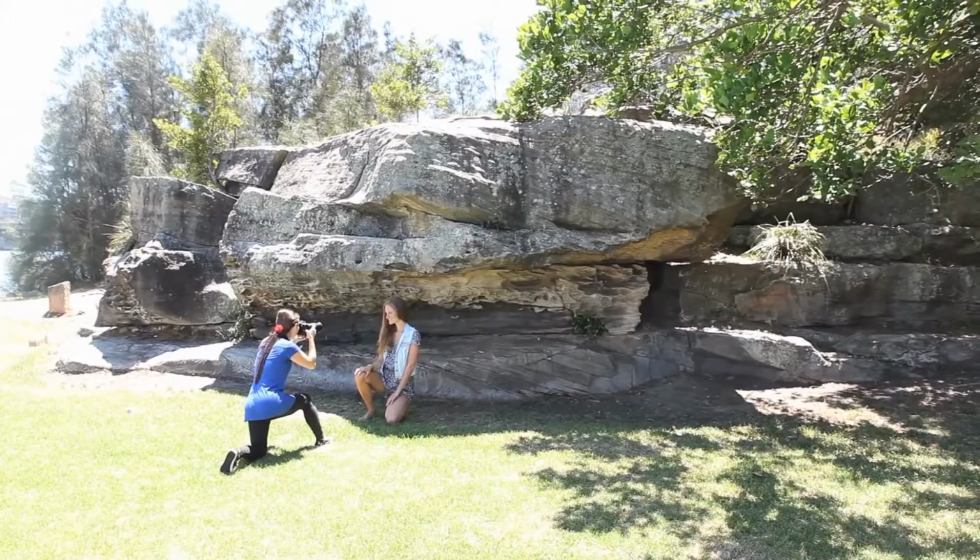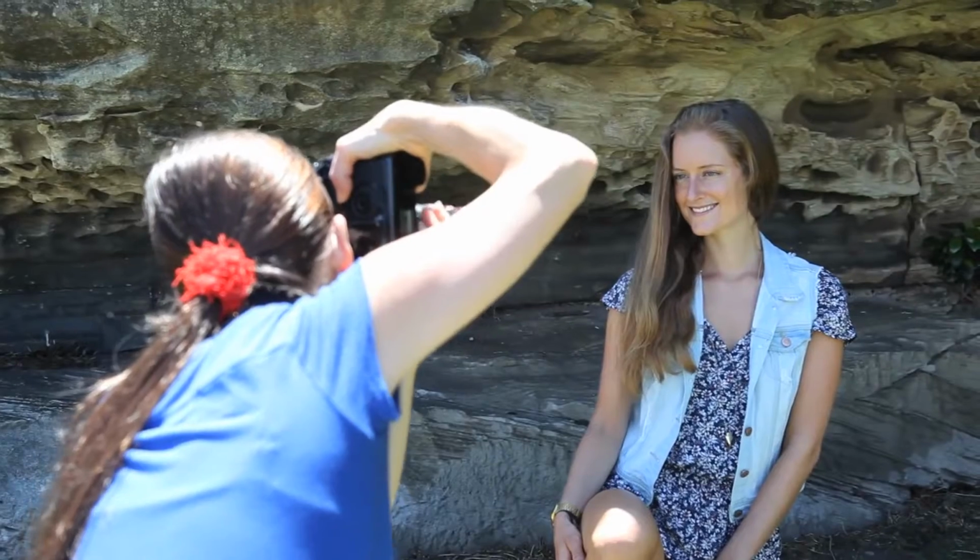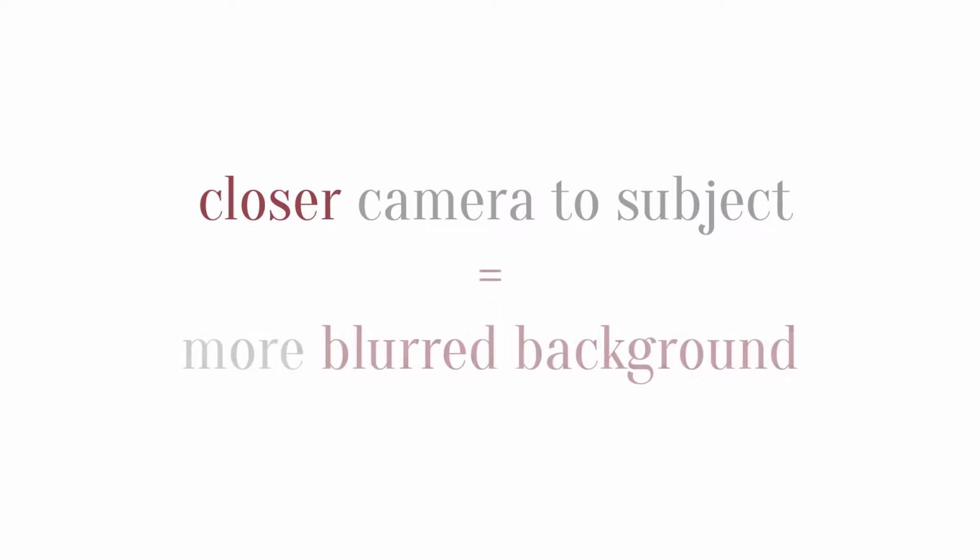So now let's look at the distance between the camera and the subject. Both of these shots are shot at 40mm and an aperture of f5.6. The first shot is taken from about 2.5 meters from the subject, and this shot is about 1.5 meters. Now it's not the most dramatic example, but you can clearly see a more blurred background the closer you, the photographer, are to the subject.